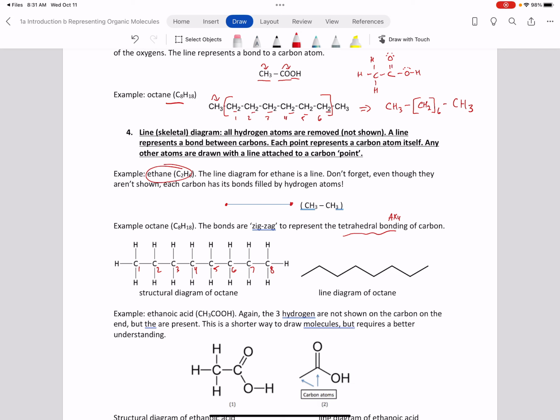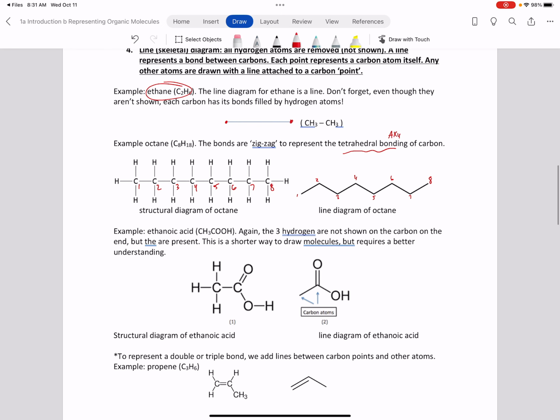And the hydrogens, instead of drawing them like this, you can picture that they're there, but the point of the line diagram is not to show the hydrogens, so that we can simplify the structure and just focus on the carbon atoms instead. So it'll always be a zigzag. You can see here, 1, 2, 3, 4, 5, 6, 7, 8. Right? Each point on the zigzag pattern, or each bend of the line, represents a carbon atom.